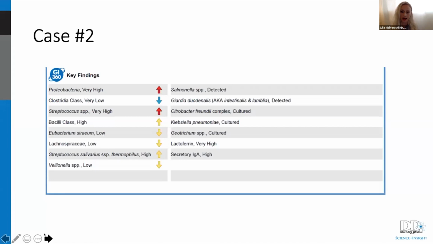Lactoferrin is very high, and secretory IgA is high. So in this case, it's intriguing that the secretory IgA is high. We do want to consider that the patient does have these enteropathogens, and so this is actually an appropriate response. So that's a healthy response. And as Dan was talking about the different functions of the gut, this is a healthy response actually. So that is good to see.